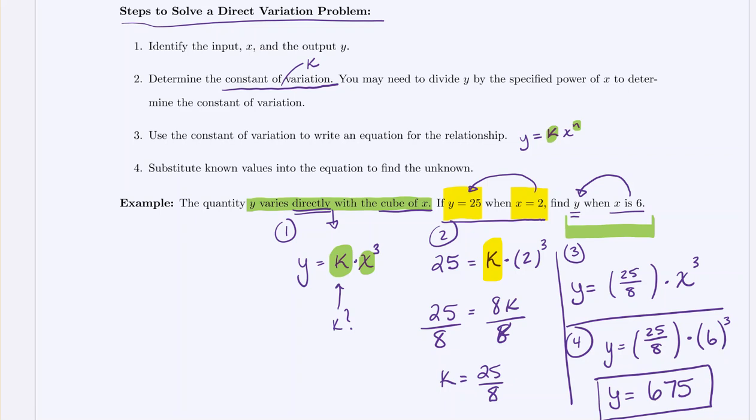So just to draw our attention to a few key phrases here, as we were told the variation was direct, so we know it had to fit the model y equals k times x to the n. They told us what the exponent on the x should be based on how it was described. We were given one point that allowed us to isolate and find k, and we were given our second input value so that we could substitute that into our now clarified equation to get the corresponding y value.